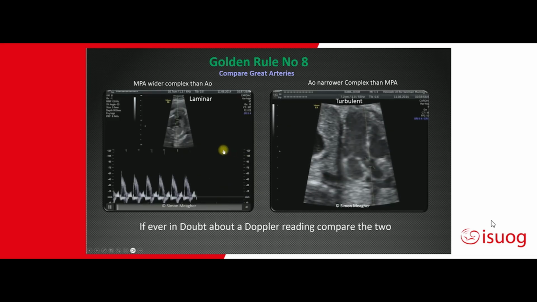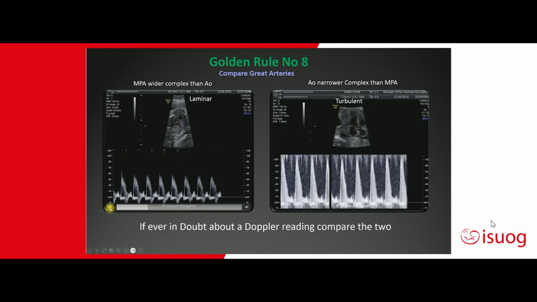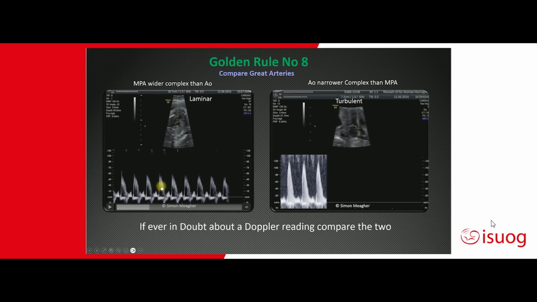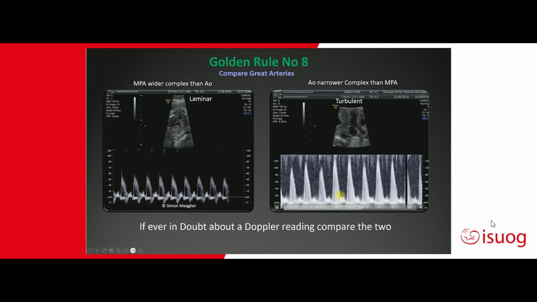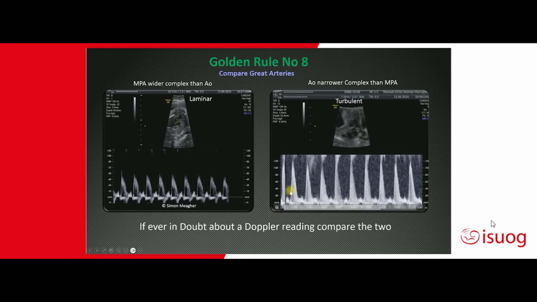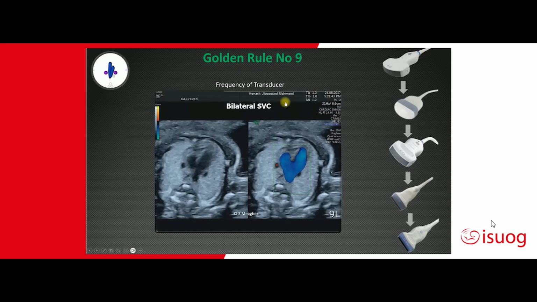I then jump across and look at the pulmonary artery. You will also note there's a difference in the pulmonary artery. In the center of the spectral Doppler, it's hypoechoic. It's also a rapid rise to peak systolic velocity. In the center of this spectral Doppler, it's hyperechoic, and there's a slow lollipop-like rise to peak systolic velocity. So those three pieces of information are all included in golden rule number 8.